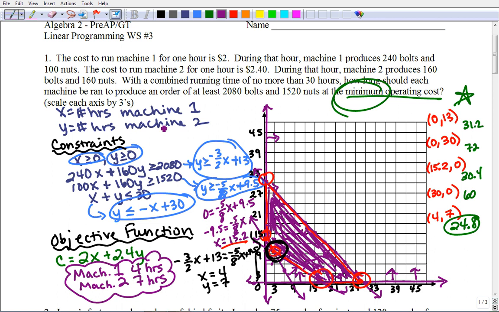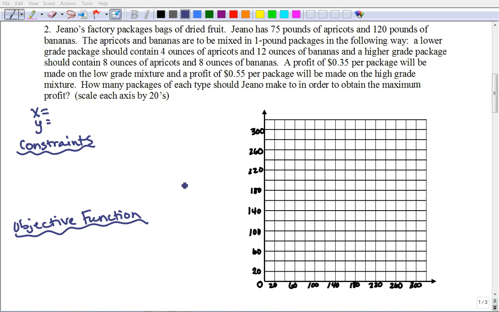Let's look at number 2. Okay, so Gino's factory packages bags of dried fruit. Gino has 75 pounds of apricots and 120 pounds of bananas. The apricots and bananas are to be mixed in 1-pound packages in the following way. A lower grade package should contain 4 ounces of apricots and 12 ounces of bananas, and a higher grade package should contain 8 ounces of apricots and 8 ounces of bananas.